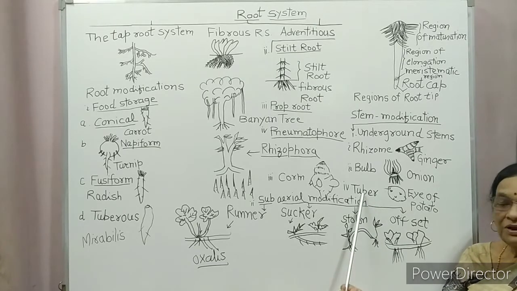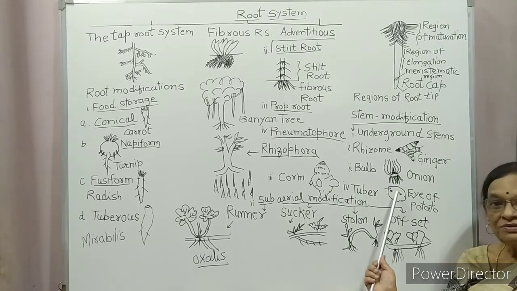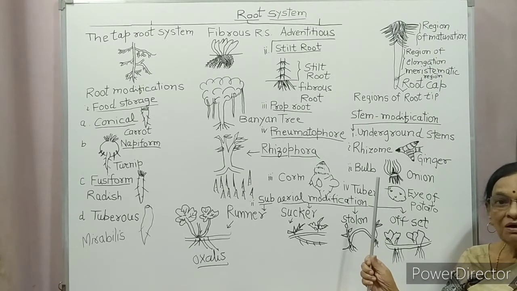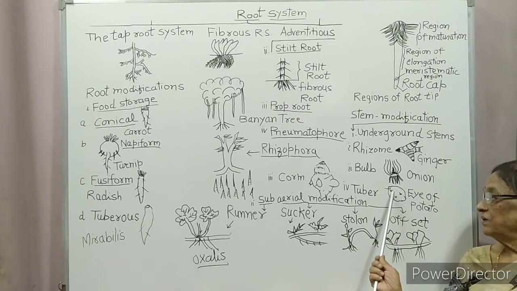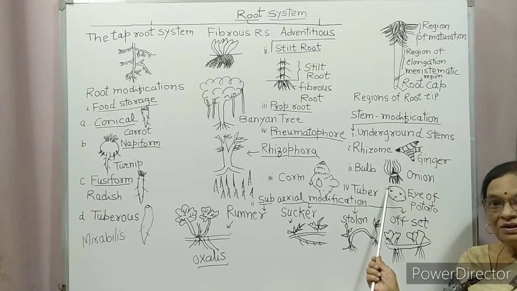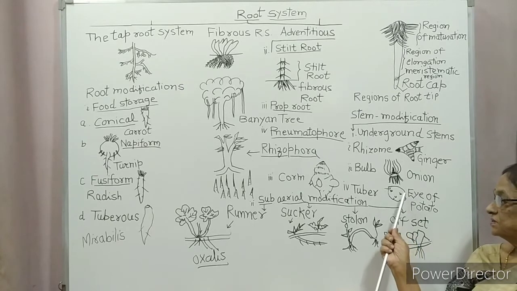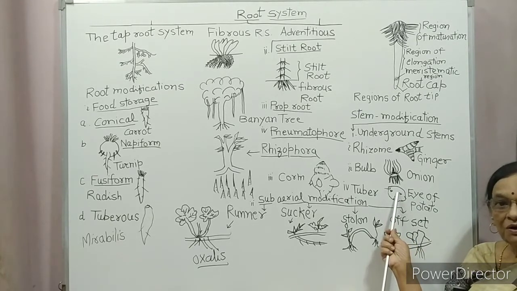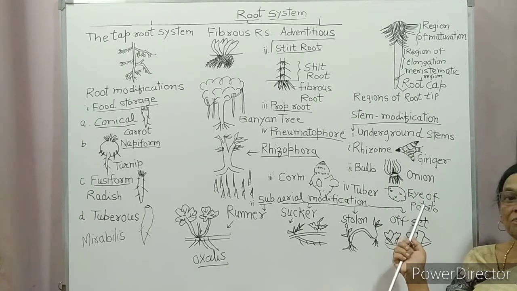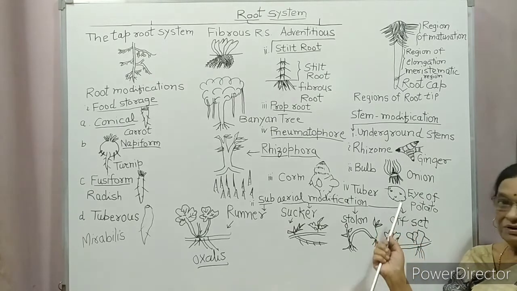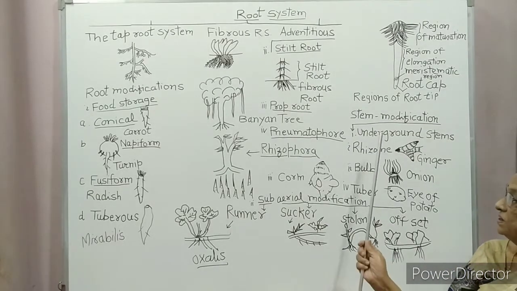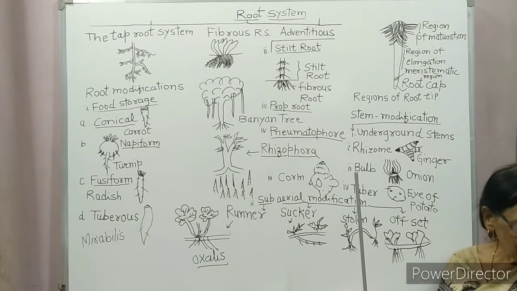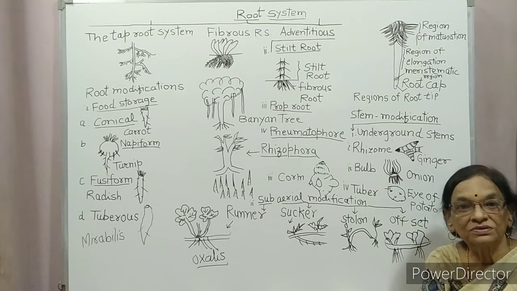Tuber of potato. In potato you can see the dots. Each dot of potato represents the node. In rainy season you can see from these nodes small leaves given out. So these small leaves with axillary bud are called eyes of potato, and they are meant for vegetative reproduction. So these three underground modifications are for food storage.